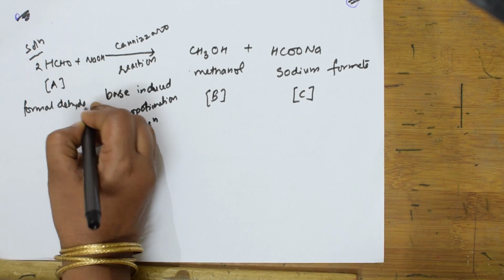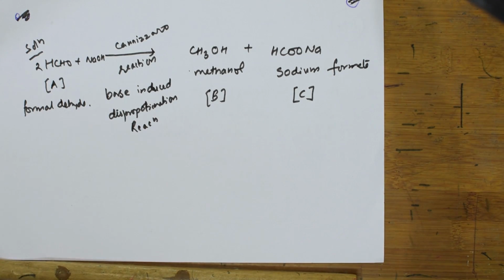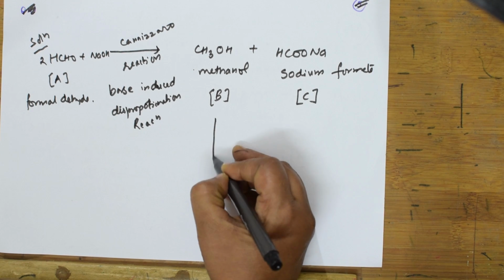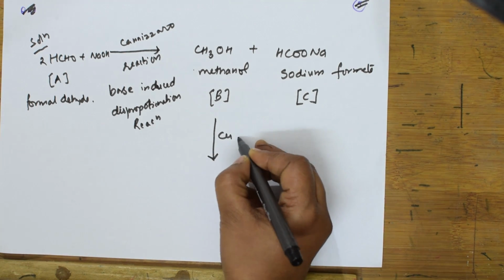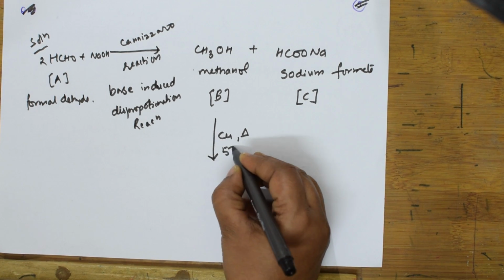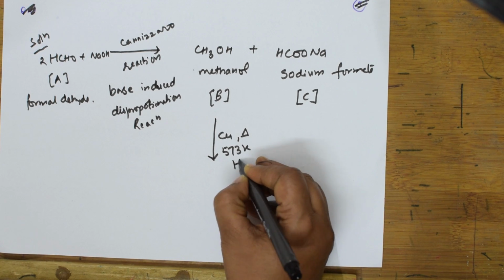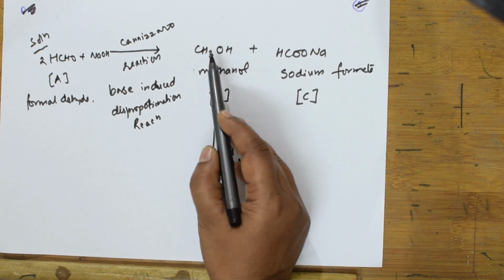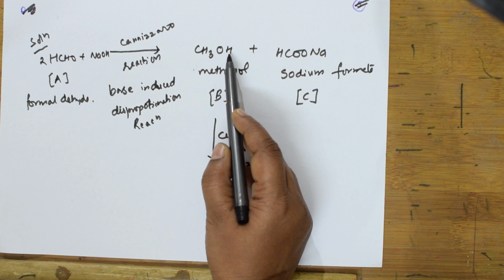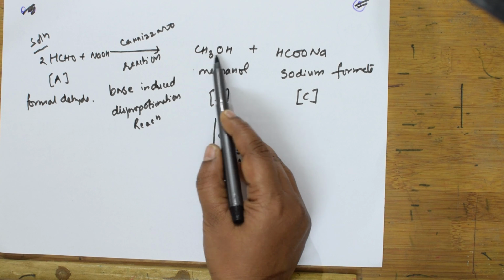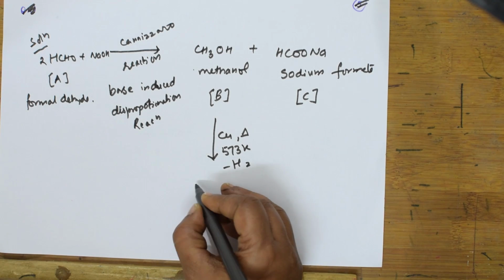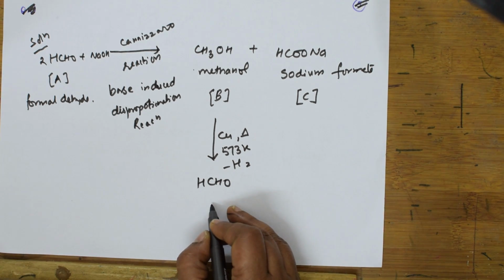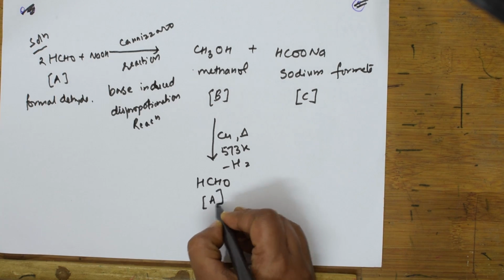Done. Now, they said compound B, when it is dehydrogenated in the presence of copper, heating it at 573 Kelvin, you're going to remove hydrogen. How will you remove? One hydrogen from here, one more hydrogen from here. What do you get? You get HCHO. So what is this compound? This is nothing but compound A.